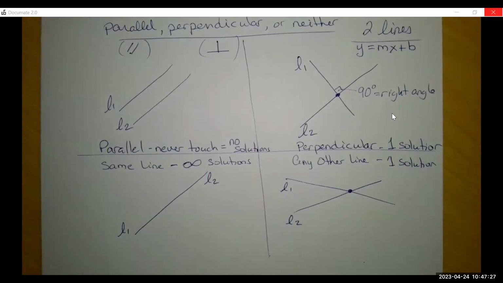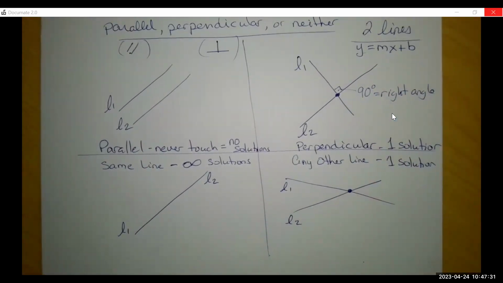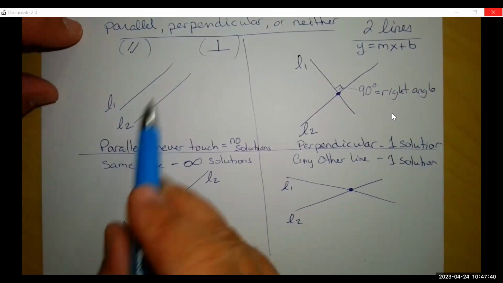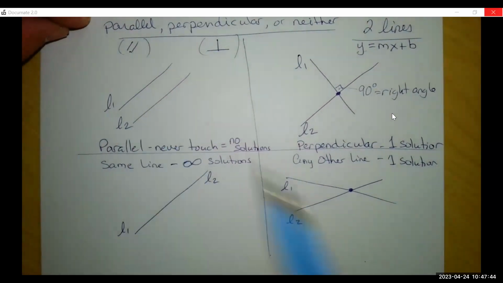So if I give you an equation with two lines, the first thing you have to do is make sure they're put into y equals mx plus b. Because what are you going to compare between these two lines? How would you know that these two lines are parallel? If I showed you two equations, how would you know if they're parallel?